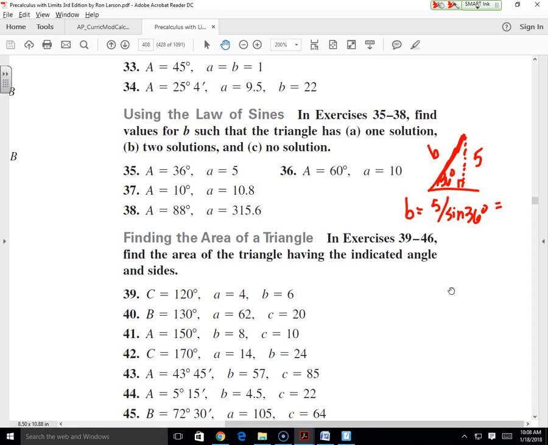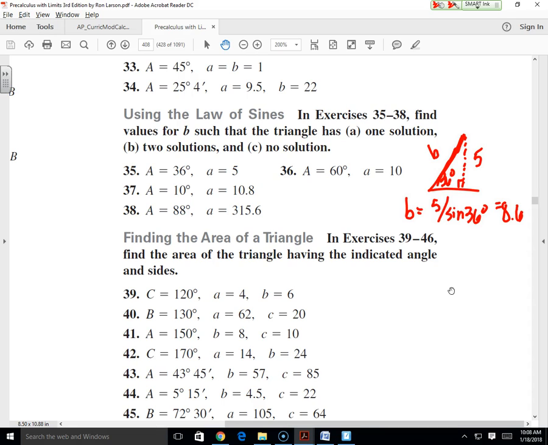What did you guys get? We needed 5 over sine of 36. 8.5-ish, rounded to 8.6-ish, just to have an approximate. Okay. So if B is 8.6, I know there's 1 solution, right? Because the only way to put that together would be with this little 5 being 90 degrees. Now we're at a dilemma. What if this 5 didn't connect at 90 degrees?